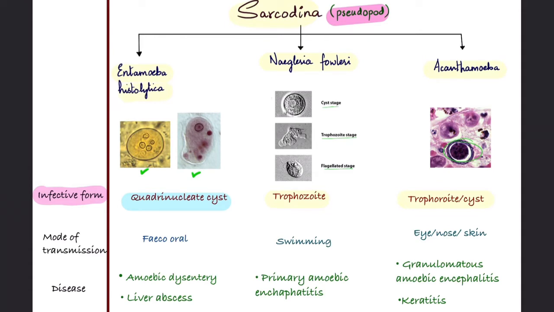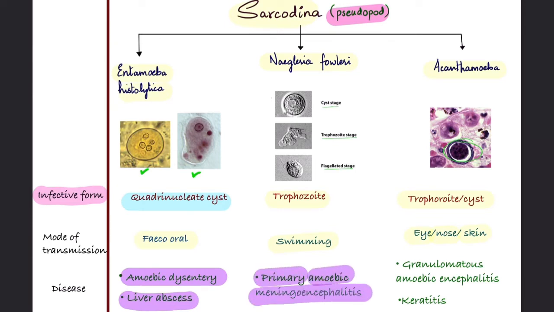The mode of transmission of Entamoeba histolytica is by fecal-oral route, of Naegleria fowleri is by swimming, and of Acanthamoeba is by contact with eye, nose, or skin. Disease caused by Entamoeba histolytica is amoebic dysentery and amoebic liver abscess. By Naegleria fowleri is PAM, that is primary amoebic meningoencephalitis. By Acanthamoeba can be granulomatous amoebic encephalitis and keratitis.